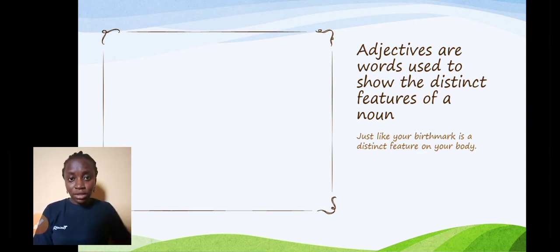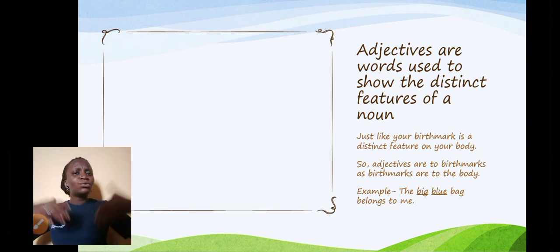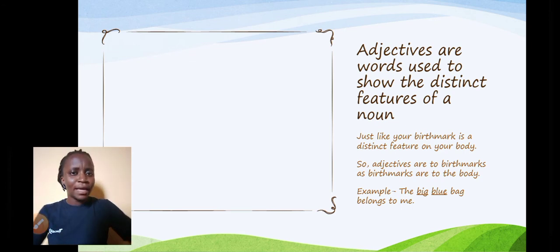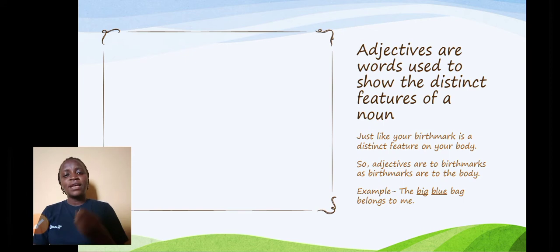especially when there are so many English studies teachers around or there are so many Bisayos around. And so we can have the big blue bag belongs to me. This means that there are probably so many bags, and there are also more than one blue bag, but you've been able to identify two distinct features of that bag. It is big and it is blue, which means that examples of big and blue are examples of adjectives.